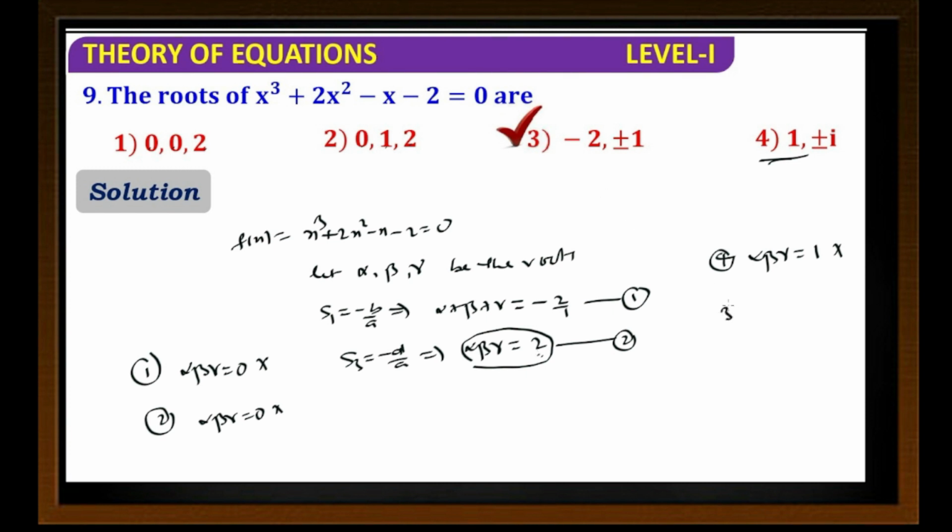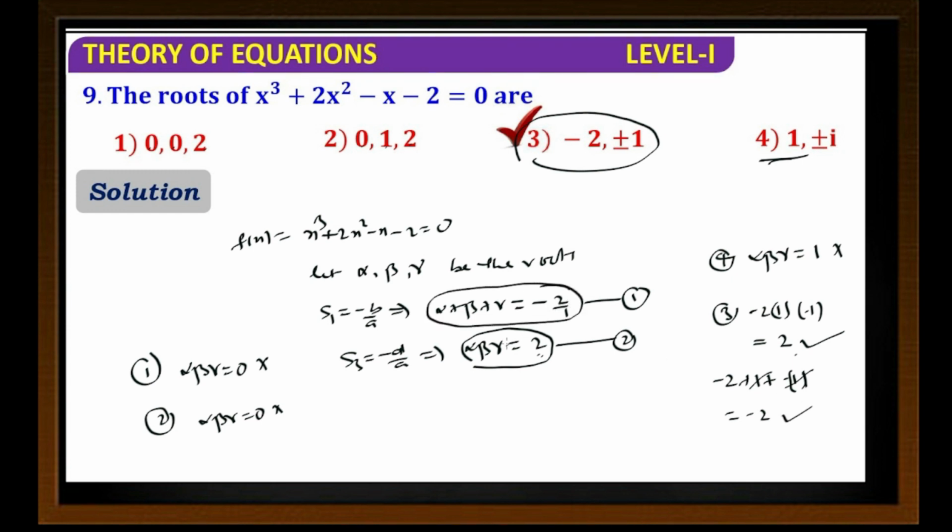Now the third option: minus 2 into 1 into minus 1. So minus of minus, plus 2. So the product of the roots is 2. Therefore the third option is the right option. One more thing, what about alpha plus gamma plus beta? So minus 2 plus 1 plus minus 1. So minus 1 plus 1 get cancelled, that is minus 2. So the summation is also minus 2. So the third option satisfies both equations, equation 1 and equation 2, the sum of the roots as well as the product of the roots. Therefore the third option is the right option. Minus 2, 1, minus 1 are the required roots.